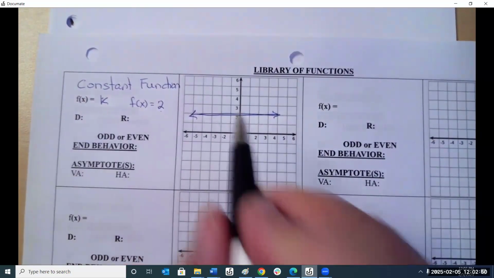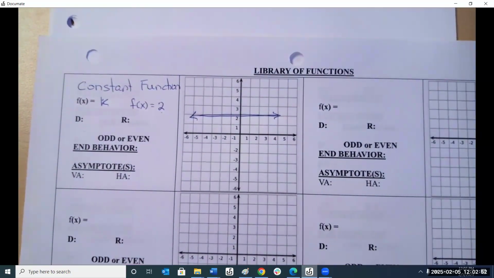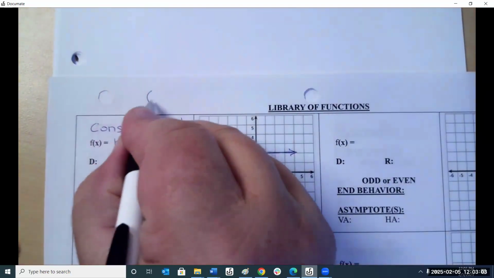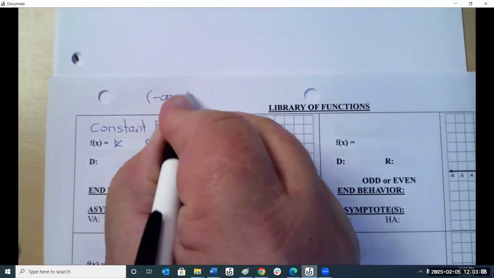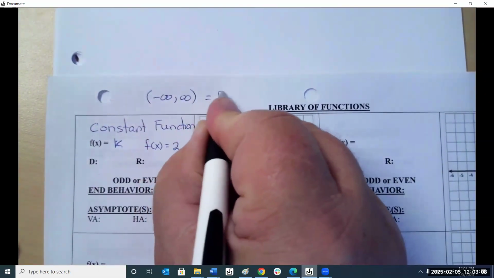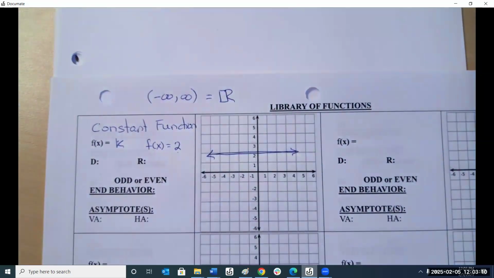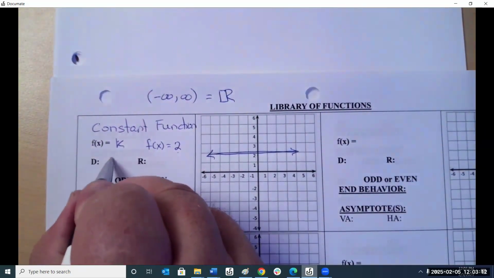Okay, so what's my domain in this function? It's negative infinity to infinity. Negative, you can't just say infinity. Infinity is positive. So it's negative infinity to positive infinity. We can write it like this. But that's the same thing as all real numbers. It just makes it much easier to write all real numbers.